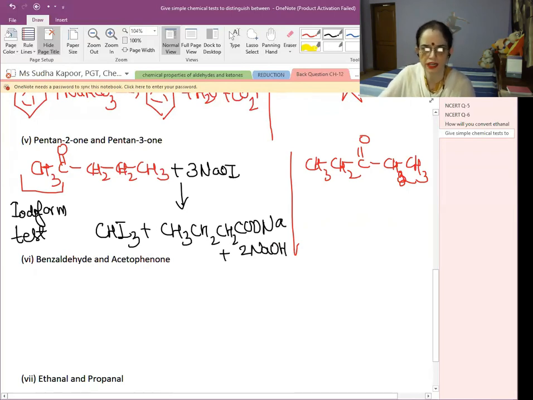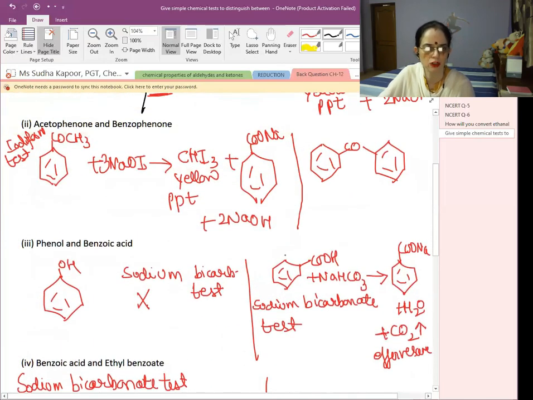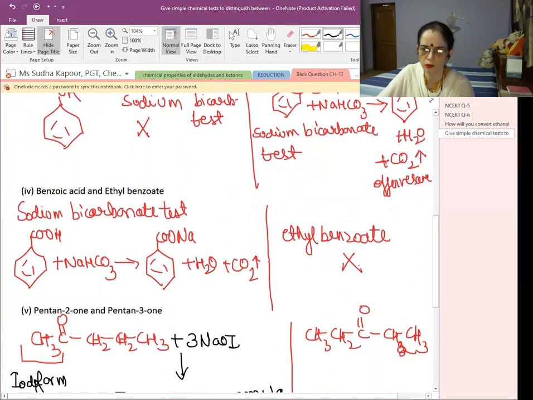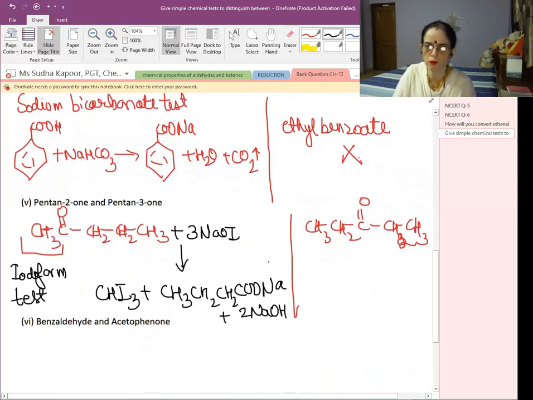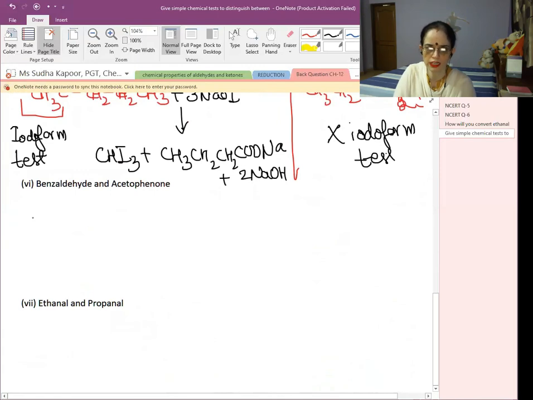It can be obtained, the iodoform test can be given by it, while as we have done in the above also, that the methyl ketone, the methyl aldehyde used to give the iodoform test. But what about pentane 3-one? It is not going to give the positive for the iodoform test. Now again, it is the time to do for benzaldehyde and acetophenone. So one is benzaldehyde and the other is acetophenone.